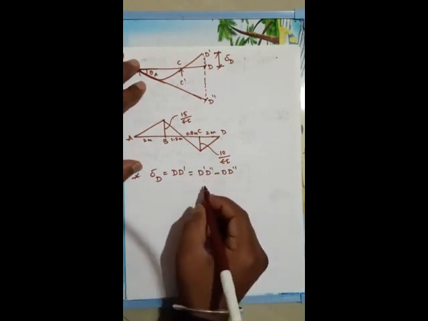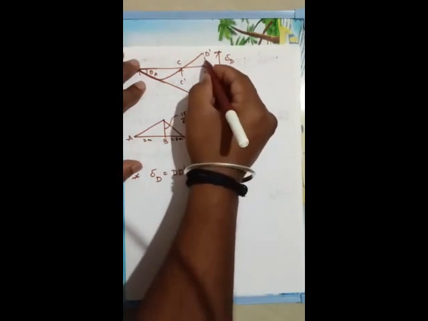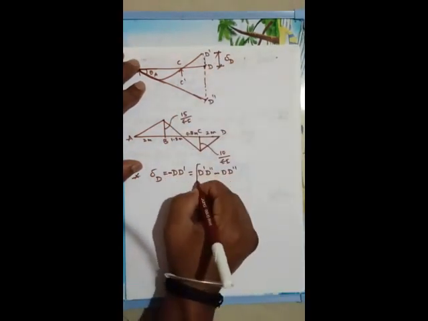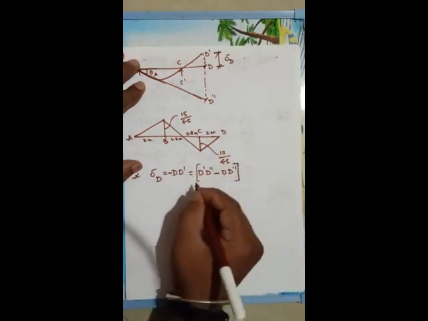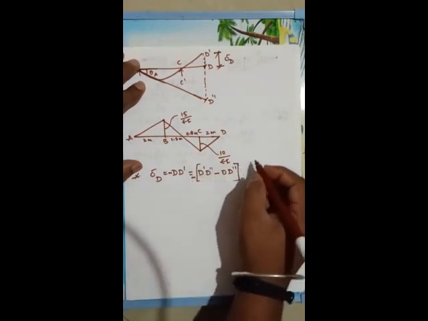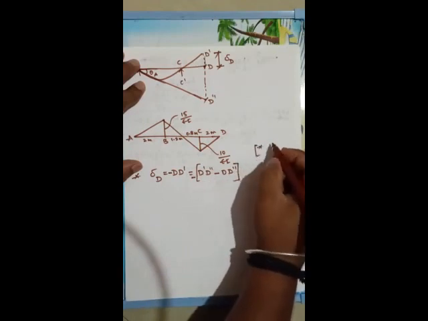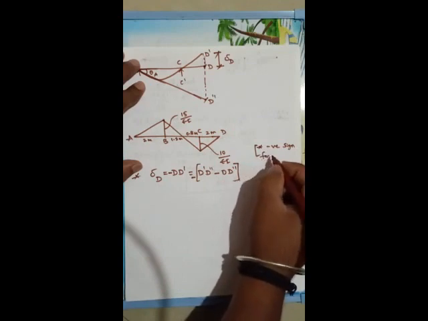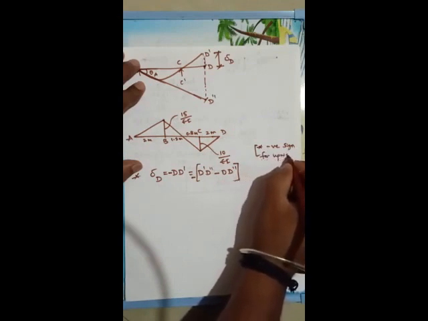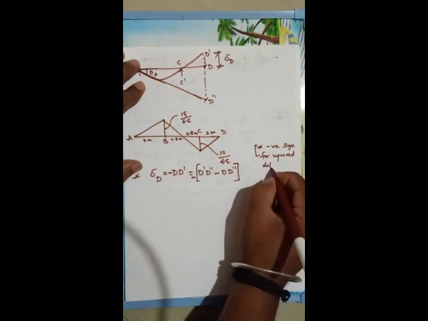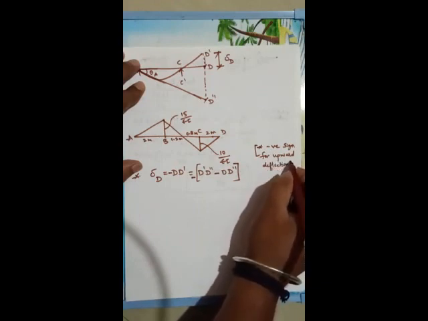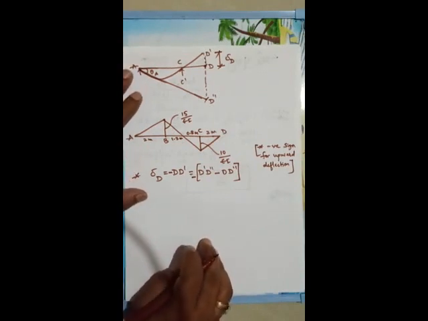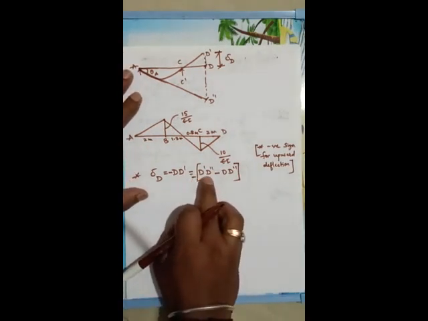Okay, so this d, d dash is upwards. I will be calling this negative. That negative sign is for upward deflection. So I'll be writing here negative sign for upward deflection.